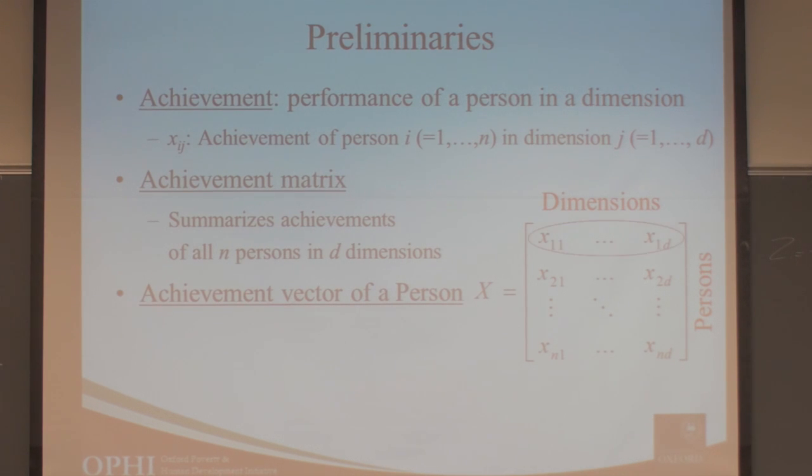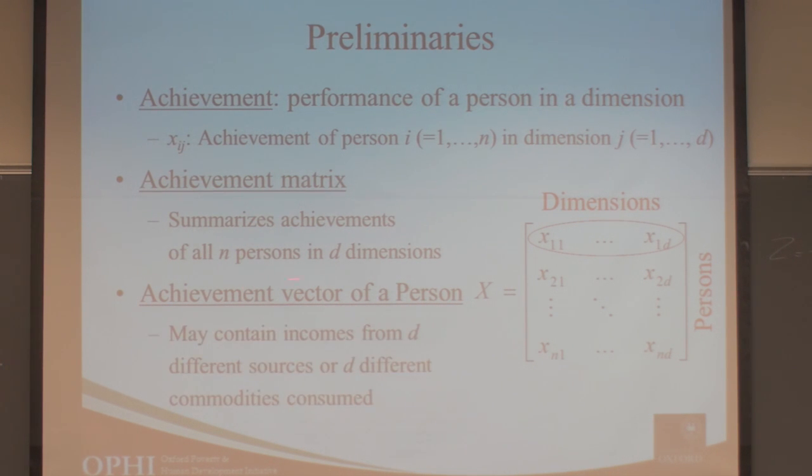The achievement vector of a particular person is then this one. If you ask what is the achievement vector of person n, then you have this d-dimensional vector denoting the achievement vector of this particular person.